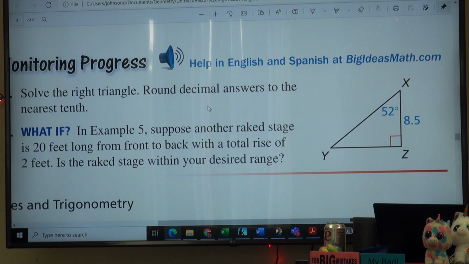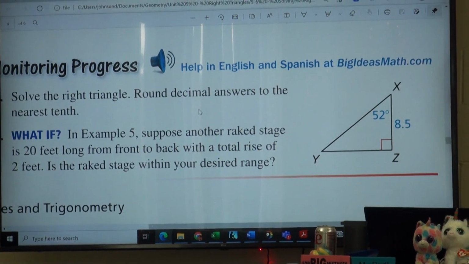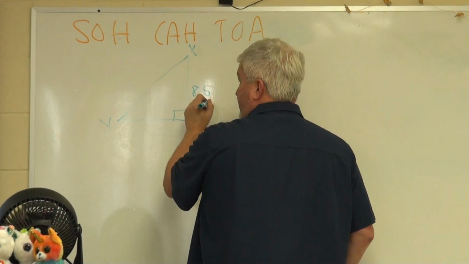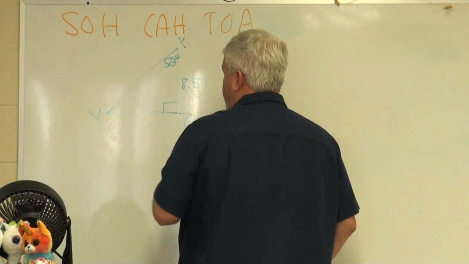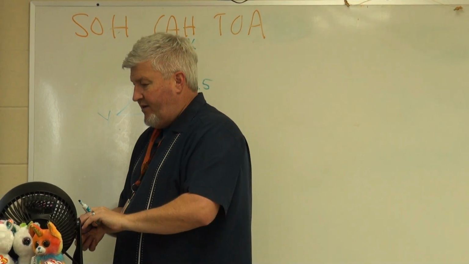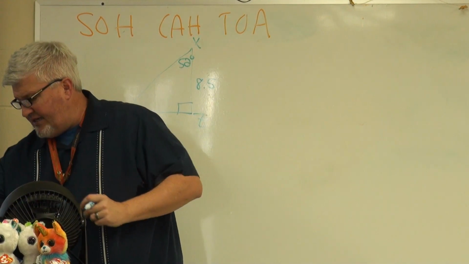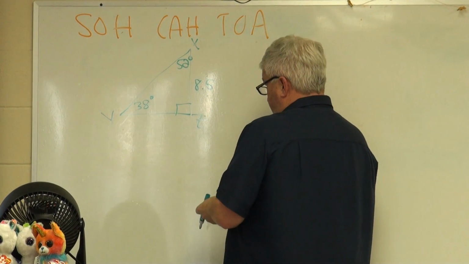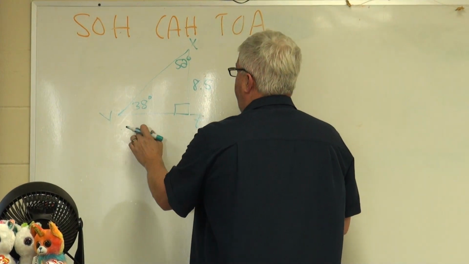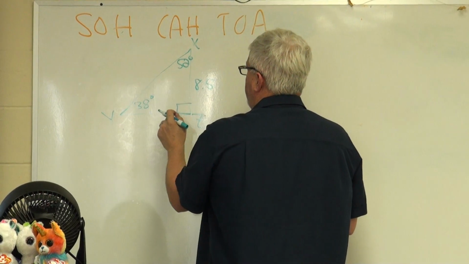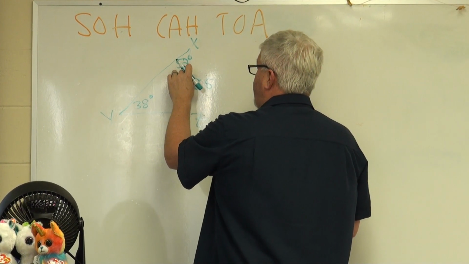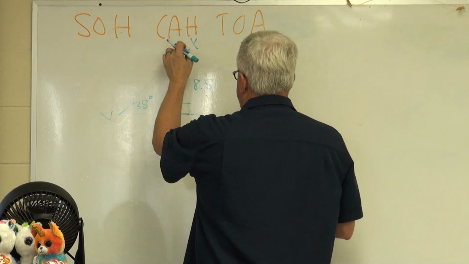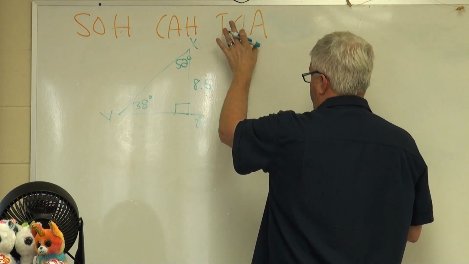All right, so we have our triangle, XYZ, 8.5, and this is 52 degrees. So the first thing you should be very quickly figuring out is the other angle. 90 minus 52 means this is 38 degrees. Now I want to solve for this side and this side, the hypotenuse. I have 52 degrees, I have the adjacent. So I'm either going to use cosine or tangent because they both have the A for adjacent.